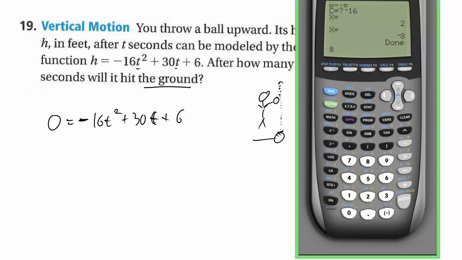I'm going to lean on just doing it. Even though this can be factored, I'm going to lean on doing it using the quadratic formula because in real life, most of them are not going to be super pretty numbers. You're going to get weird decimals. So why not just use a calculator to find those? Negative 16, 30, and 6 are our A, B, and our C.